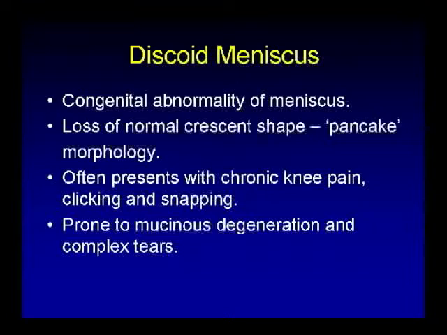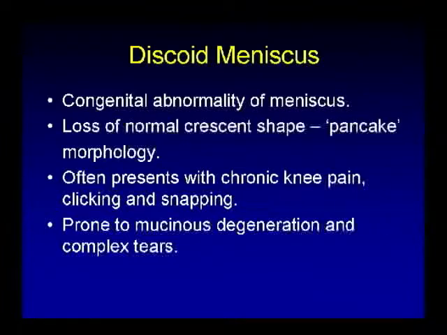So discoid meniscus is a congenital abnormality. It can be asymptomatic, but when it is symptomatic, it presents as chronic knee pain, clicking and snapping, and complication-wise, it is prone to mucinous degeneration and complex tears. The morphology is called pancake rather than crescent shape.